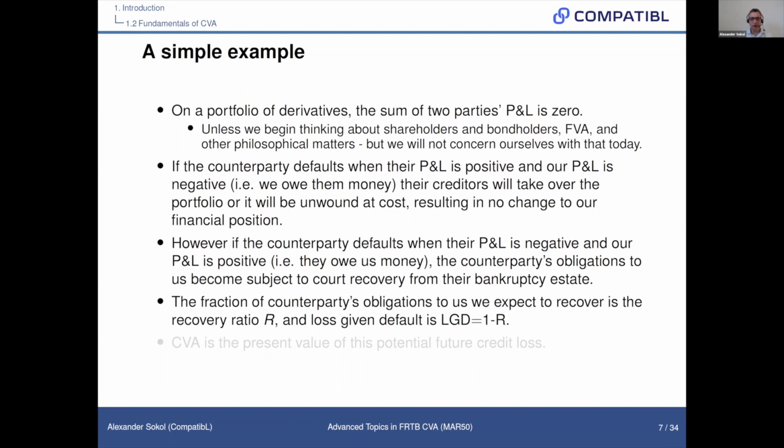So essentially, if at default the counterparty owed us $1, and the recovery ratio is, let's say, 40%, then 60 cents we get back. So CVA is the present value of this potential future credit loss, but taking into account that some of the money will be recovered.